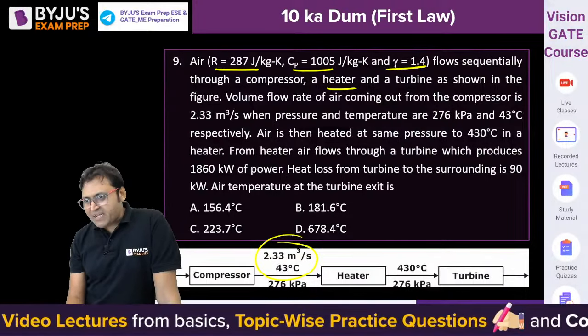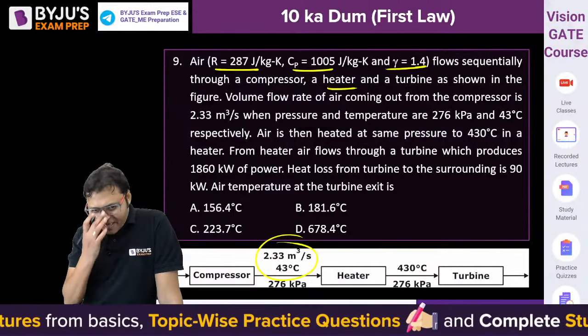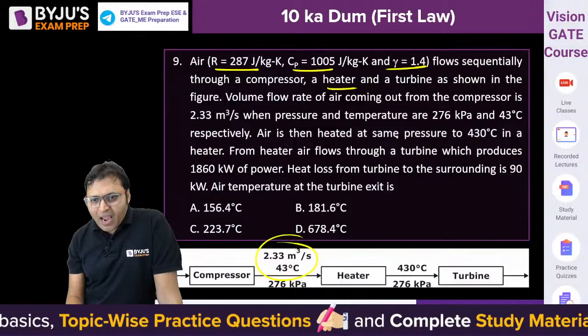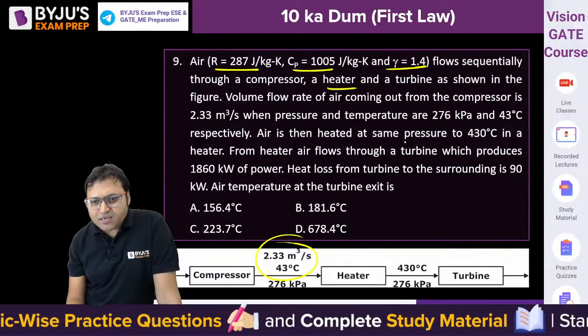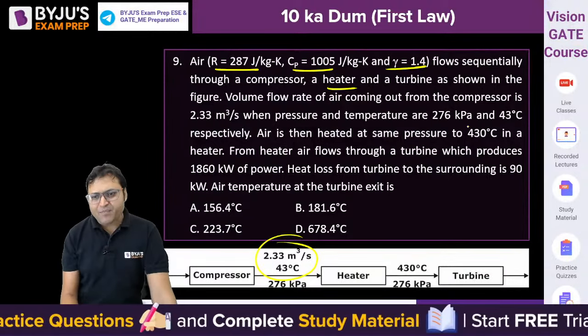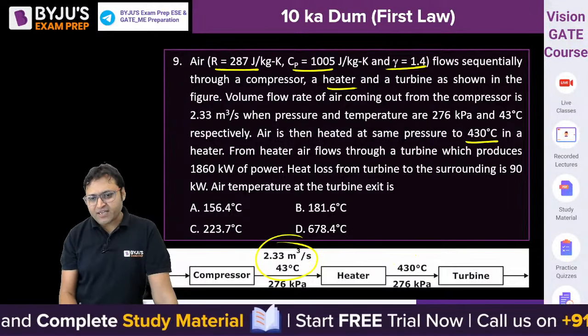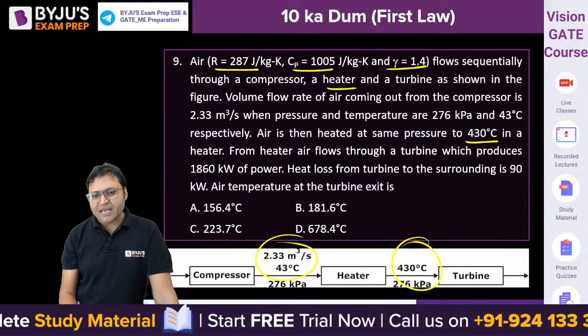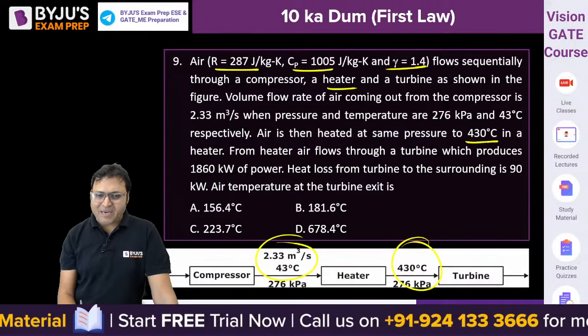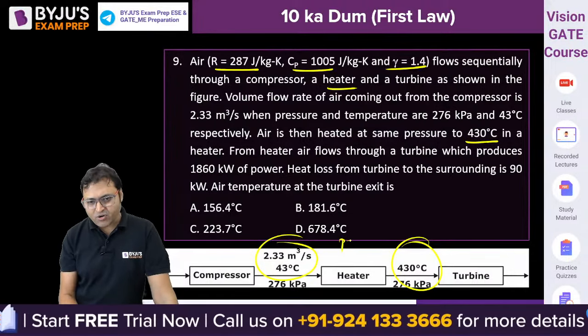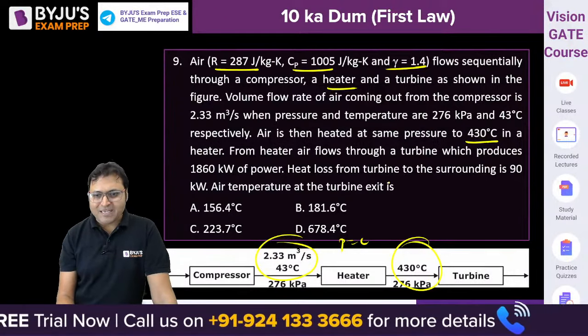When the pressure and temperature are 276 kilopascal and the temperature is given, air is then heated at the same pressure to 430 degrees Celsius, which is the temperature after the heater. Now the pressure remains constant. P is constant, 276 kilopascal.